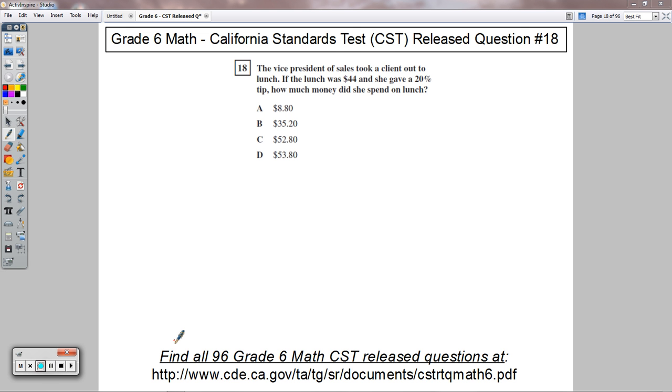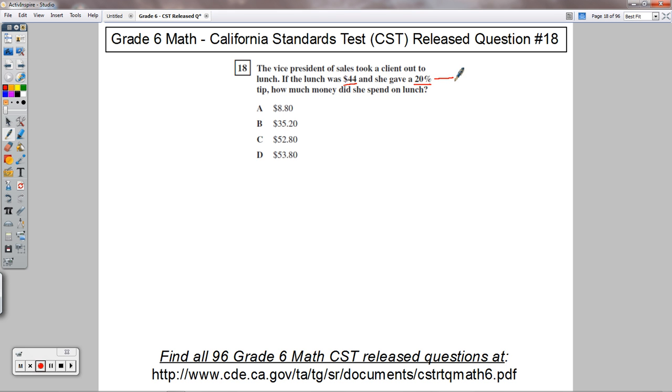Number 18 says the vice president of sales took a client out to lunch. If the lunch was $44 and she gave a 20% tip, that's pretty typical. 15 to 20% is what they recommend. How much money did she spend on lunch? So I need to know what is 20% of $44.